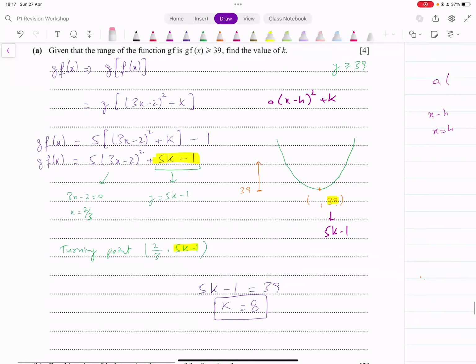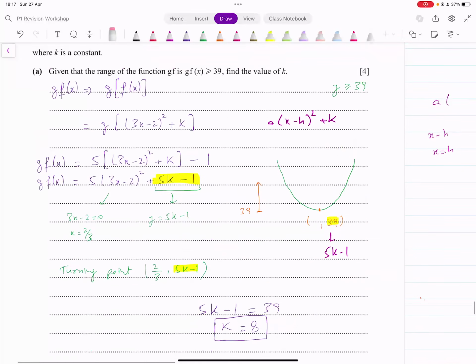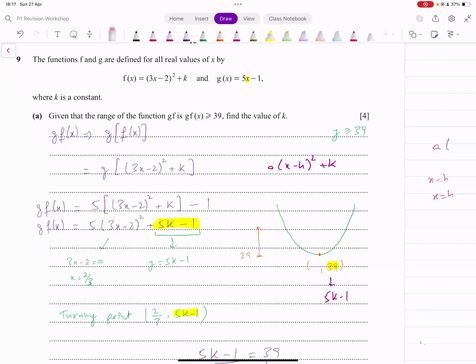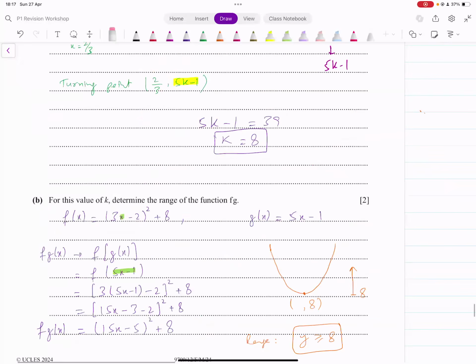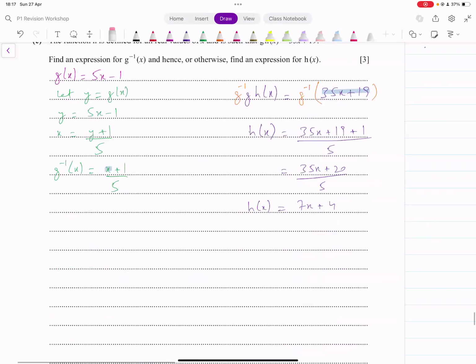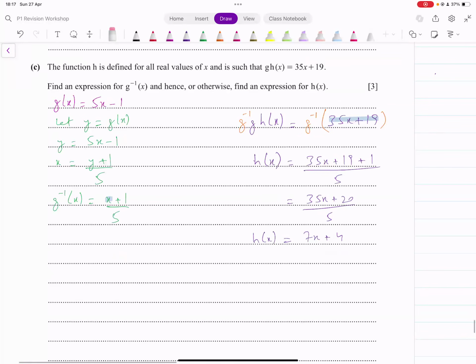So if they give you the range of a function themselves and there's something that is unknown, what you can do is find the range of the function yourself in terms of that unknown variable, and then you compare both of them and you get the value of that unknown. All right. The next part is something that we already discussed. You can have a look at this.